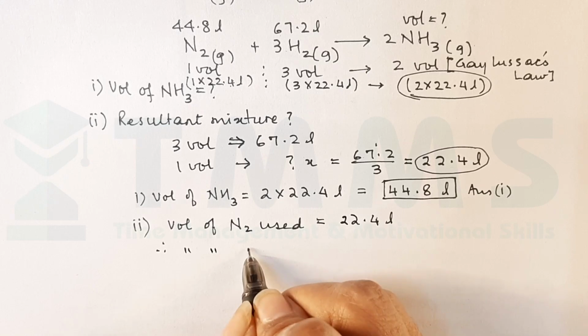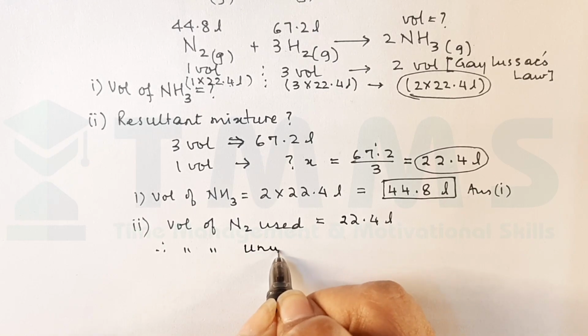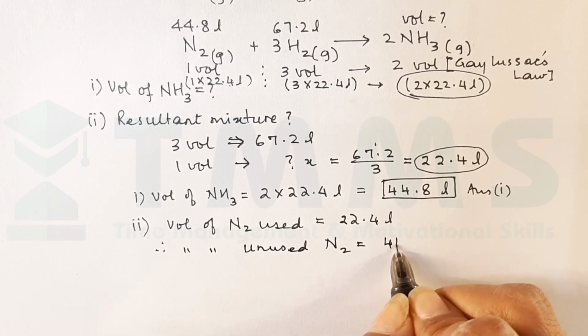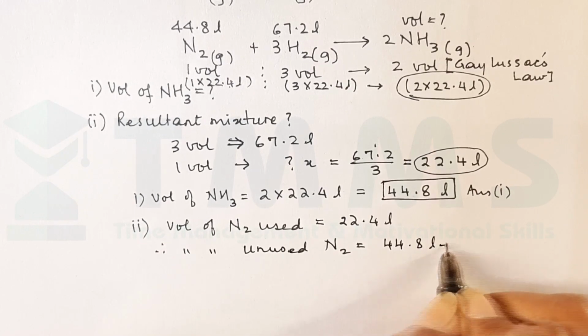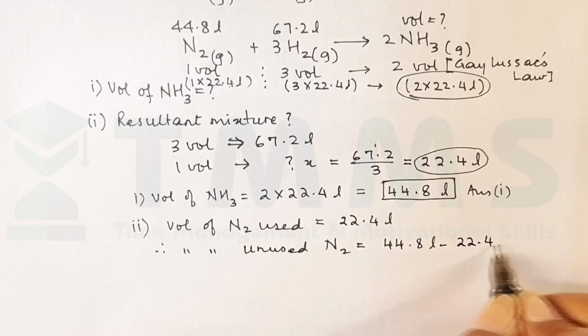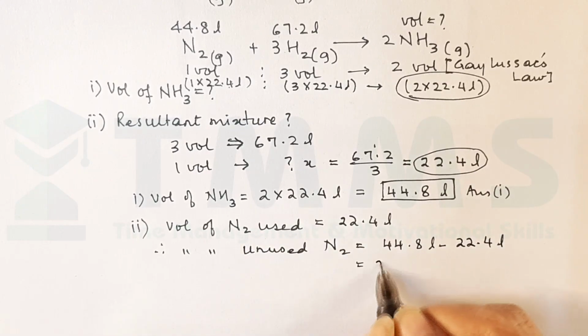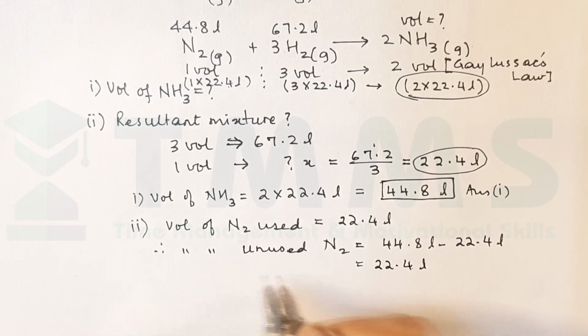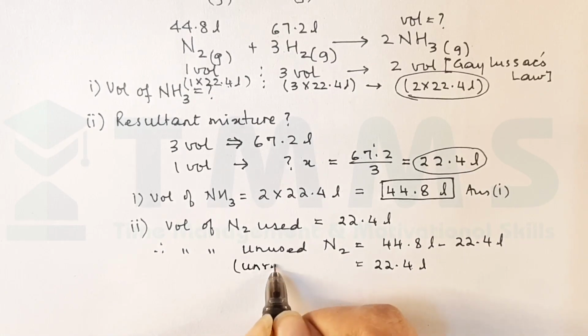Therefore, volume of unused nitrogen will be 44.8 liters minus 22.4 liters, which is equal to 22.4 liters. So this is unused, or it is the unreacted.